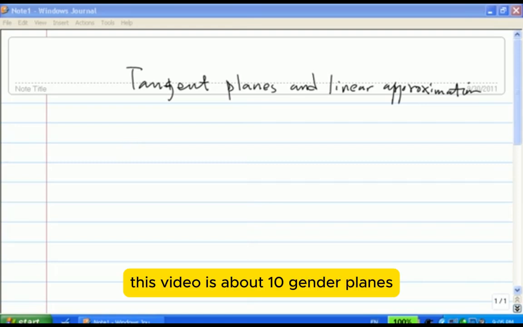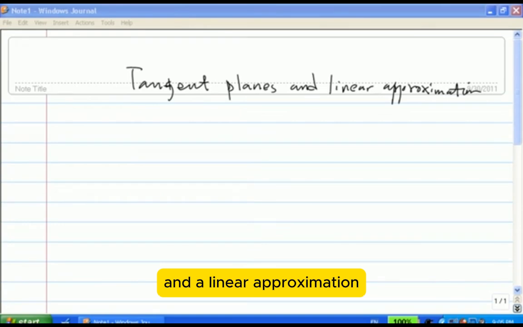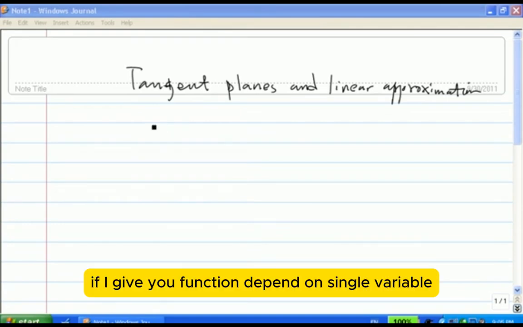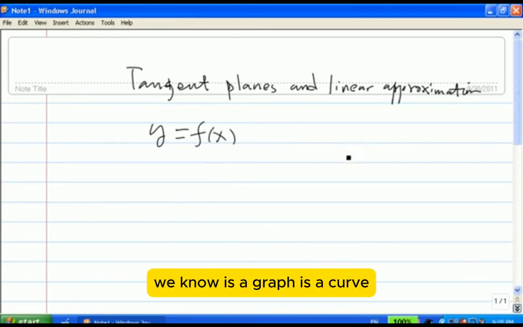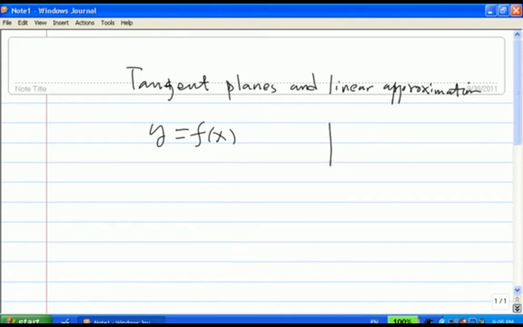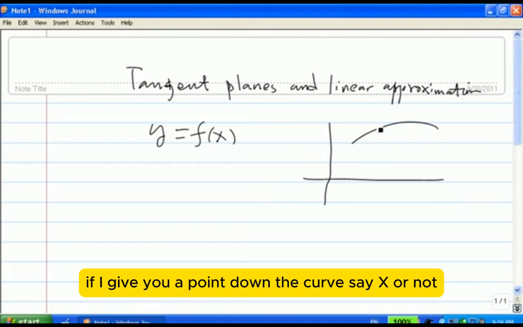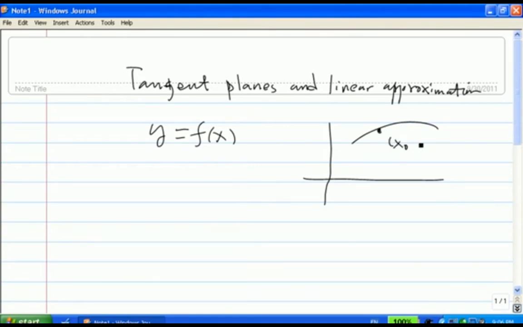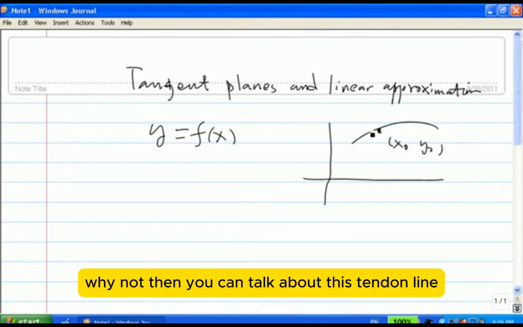This video is about tangent planes and linear approximation. If I give you a function depending on a single variable, we know the graph is a curve. If I give you a point on the curve, say x0, y0, then you can talk about its tangent line.